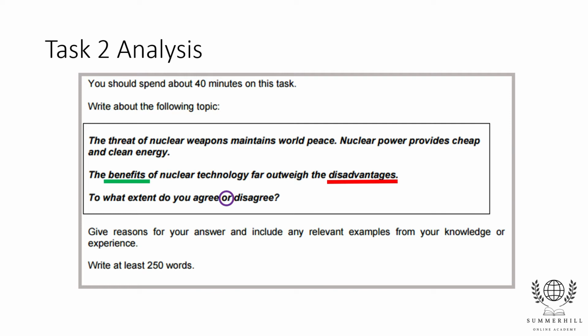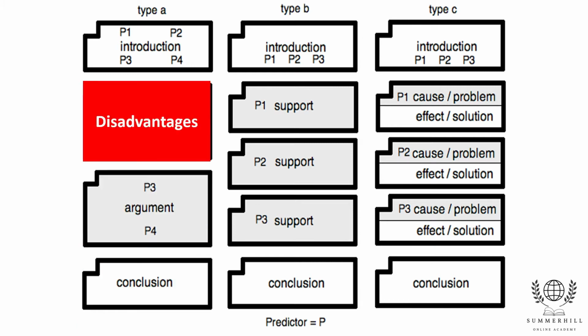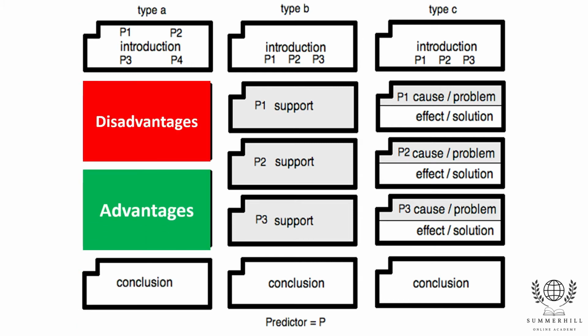There are obviously both advantages and disadvantages to nuclear technology. So while it is entirely possible for us to say 100% I believe there are more disadvantages, or 100% there are more advantages, a more logical approach, and actually an easier approach, is to have a balanced answer and choose a type A essay for this do you agree or disagree, and in this case spend half of the essay talking about disadvantages and half of the essay about advantages. And this is actually much easier to brainstorm.